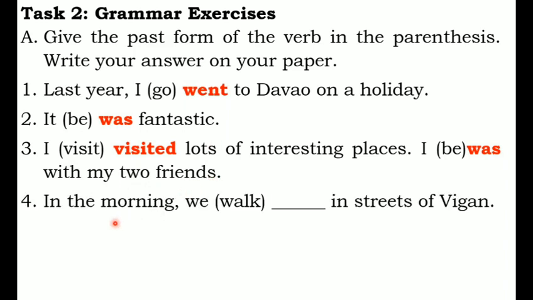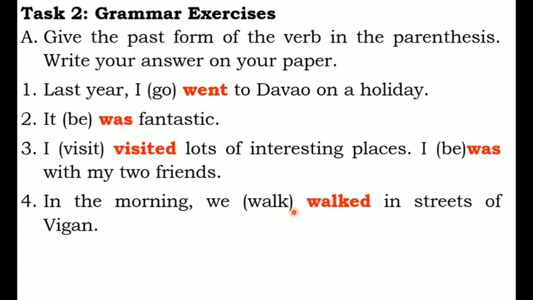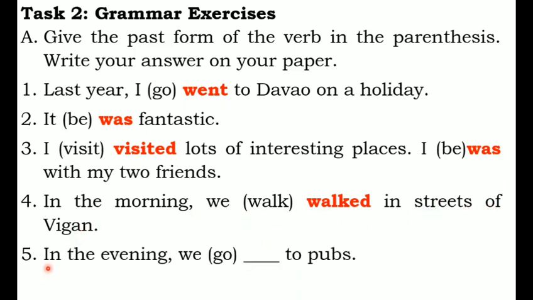Okay, next, number 4. In the morning, we walk in streets of vegan. All right. To make this past tense, we are just going to add ed, so it will become like this. Walk. In the morning, we walk in the streets of vegan. Okay, number 5. In the evening, we go to the pubs. Now, to transform this into the past tense, just change go with when.